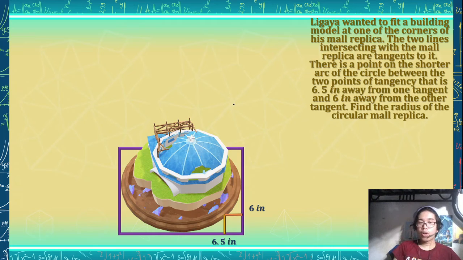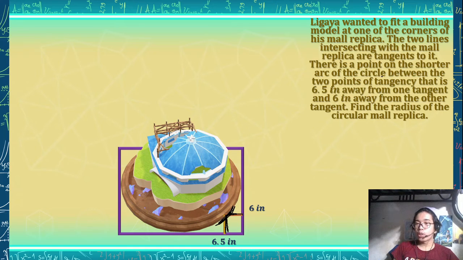So let's start with our second problem over here. Ligaya wanted to fit a building model at one of the corners of a small replica. The two lines intersecting with the small replica are tangents to it. These are the two lines that are tangent to this circle, the base circle for the replica of the mall.